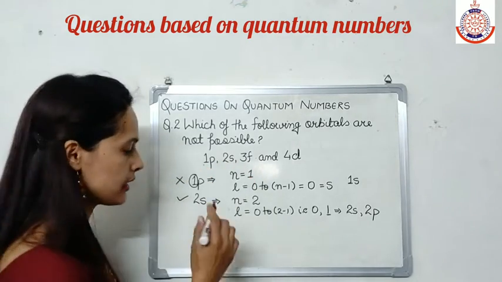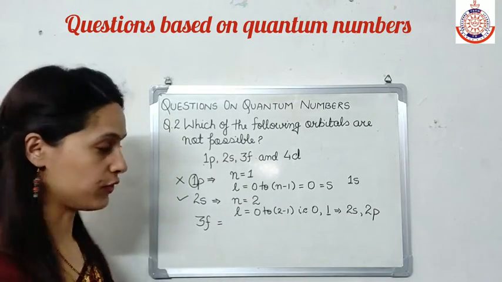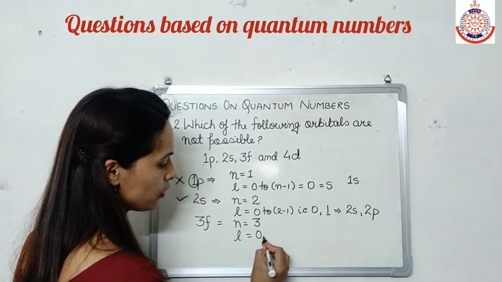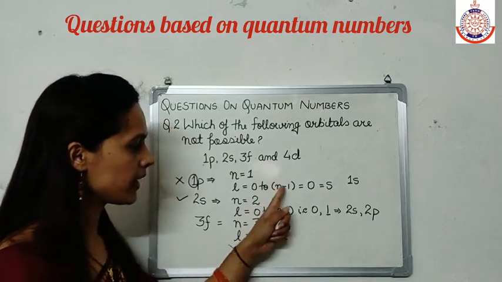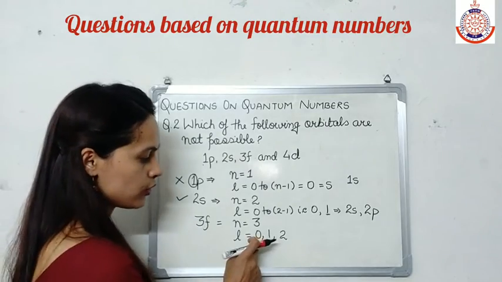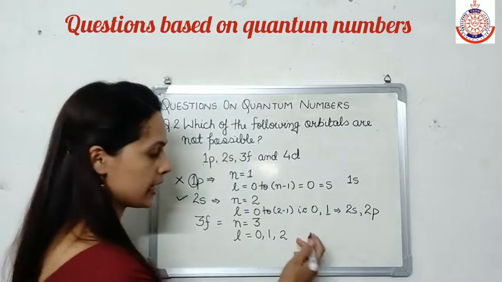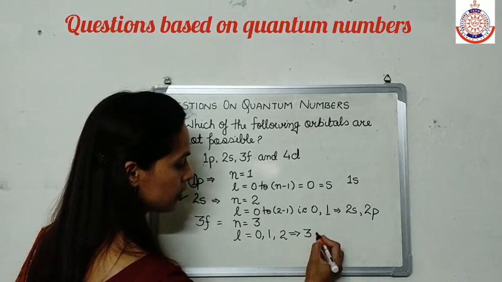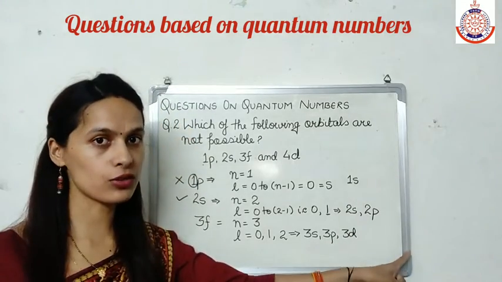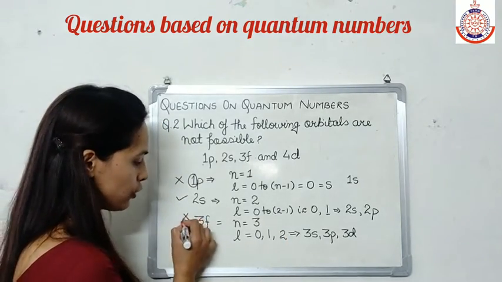Now we move to the third one, that is 3f. If I talk about 3f, n equals 3. So the value of l varies as 0, 1, 2, because n minus 1 becomes 2. So 0 stands for s, 1 stands for p and 2 stands for d. It means three possible orbitals are 3s, 3p and 3d. But 3f is not possible because here the value only goes up to 2.